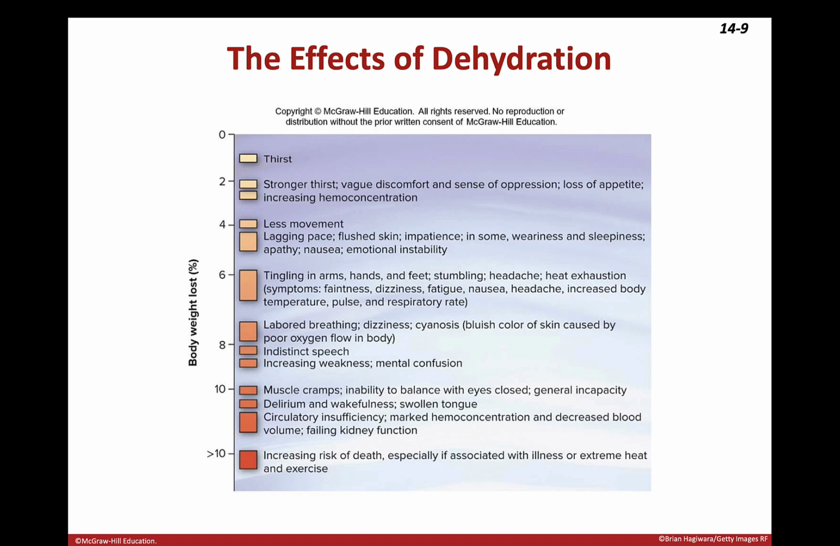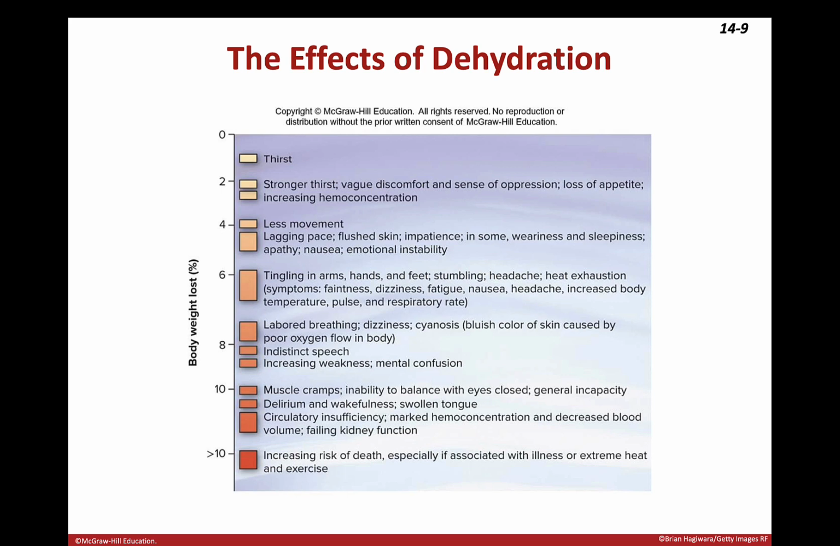If we're looking even more, we're starting to see tingling in arms, hands, and feet. Lots of incoordination, stumbling, headache. This is when we start to see heat exhaustion. The symptoms of that are going to be faintness, dizziness, fatigue, nausea, headache, increased body temperature, increased pulse, and also an increase in respiratory rate.